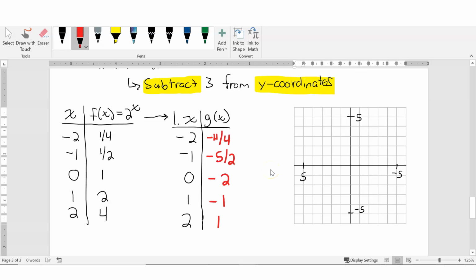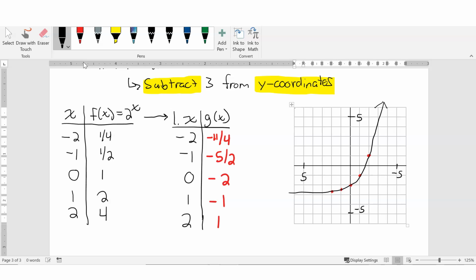Now let's graph the points of the transformed function. So when x is -2, we're at -11 fourths, which is -2 3/4 in mixed number format. So I'll go down to about here, about -2 3/4. Right? When x is -1, we're at -2 1/2 in mixed number format, or -5 halves. I'll be about here. And then at 0, we're at -2. And then at 1, we're at -1. And then when x is 2, we're at 1. Then we'll complete the graph, and it will look something like this.